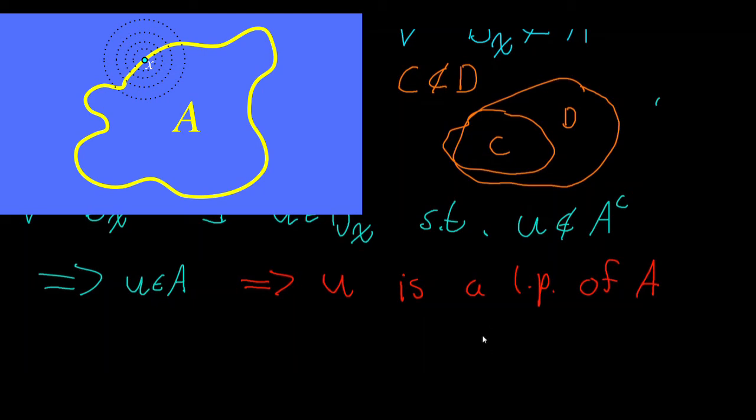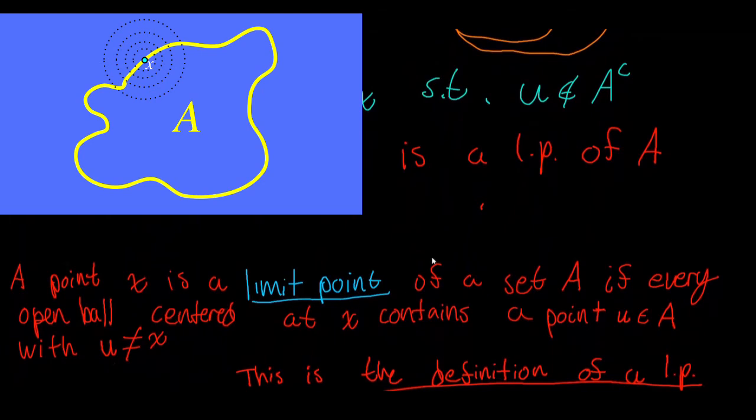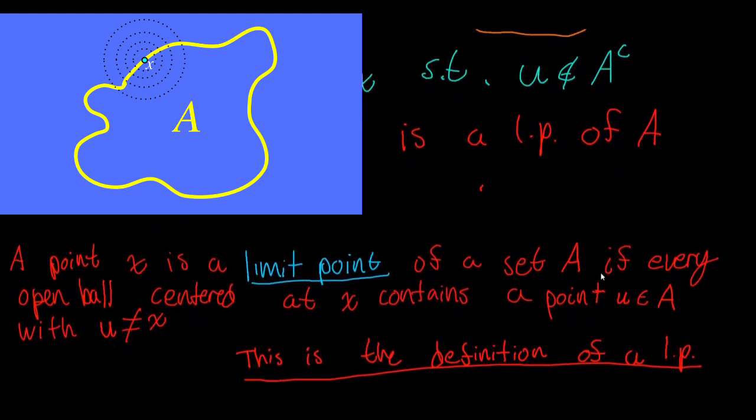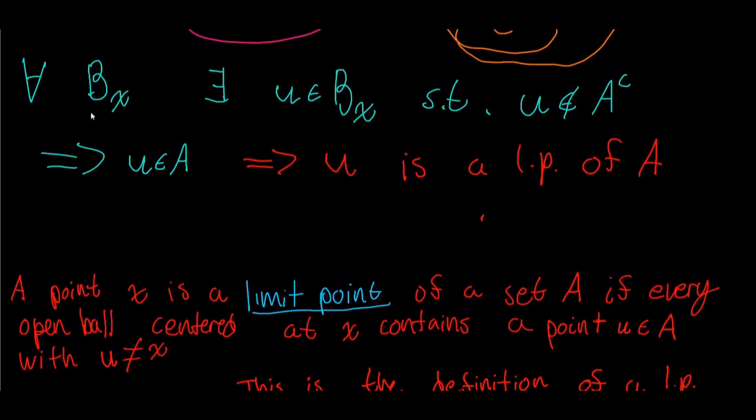And you might be asking, well, why is this true? Well, it's directly because of the definition of a limit point. A point x is a limit point of a set A if every open ball centered at x contains a point U in A with U not equal to x. And this is exactly what we have here. For every open ball centered at x, there exists a U in that open ball, such that U is not in the complement of A, therefore U is in A. And we know that U is not equal to x because x is, by assumption, in the complement of A, and U is in A, so U can't possibly be equal to x.